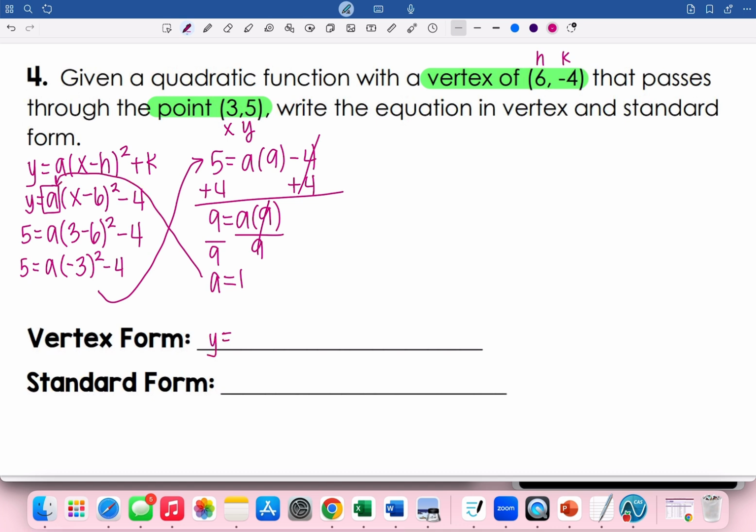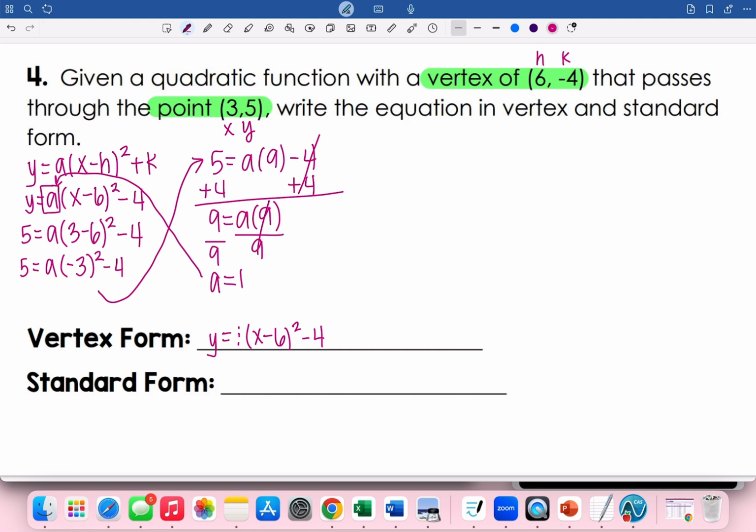So this is y equals. Guys, remember, if my value for a is 1, I don't necessarily need to put a 1 for a. I'm going to go ahead and place it here as like an imaginary one just so you know where the a value went. But here, this is just (x minus 6) squared minus 4.